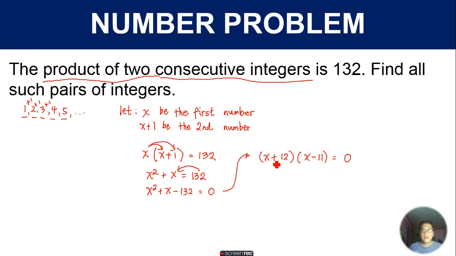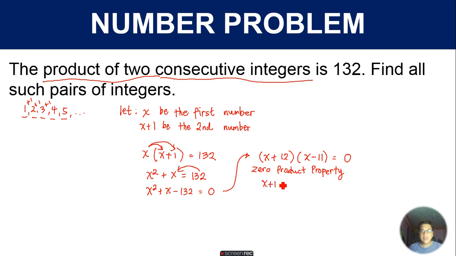Now, because we have x plus 12 times x minus 11 is equal to 0, we're going to apply what we call the zero product property. What do you mean by zero product property? When we say zero product property, because these two factors are multiplied and they are equated to 0, we can express them in terms of separate equations.